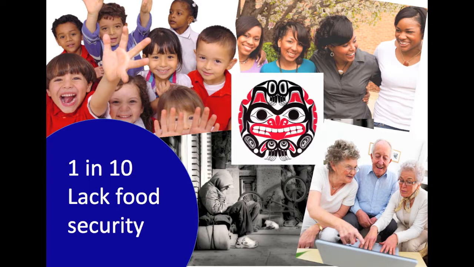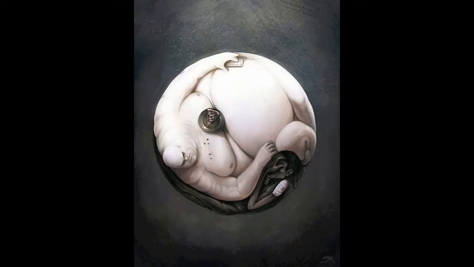1 in 10 families lack food security. This means that 1 in 10 people you know and their families could be hungry. The most affected groups are women, children, the homeless, Aboriginal people, and the elderly. So, what does this all mean? This means that families are consuming less quality food. As a result, it leads to poor mental and physical health. Families are more prone to lifelong health conditions such as heart disease, high blood pressure, and diabetes.